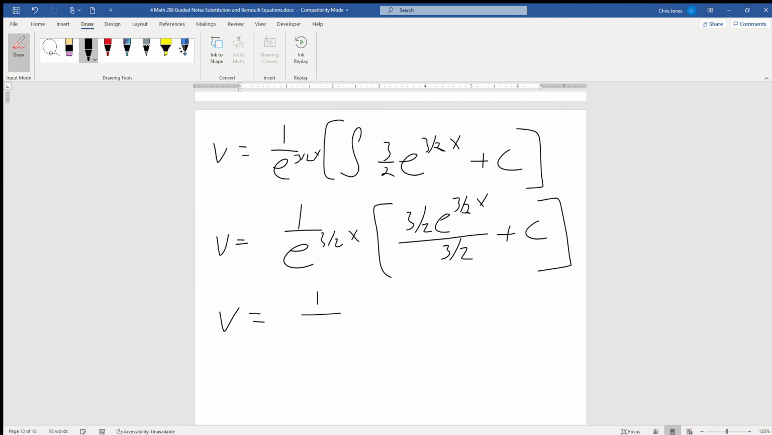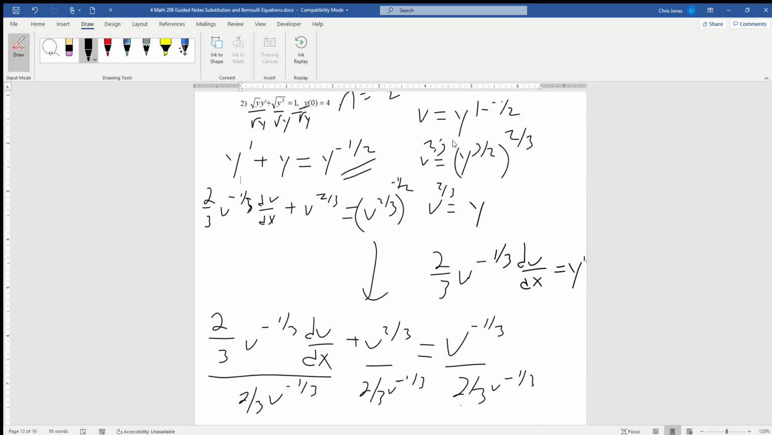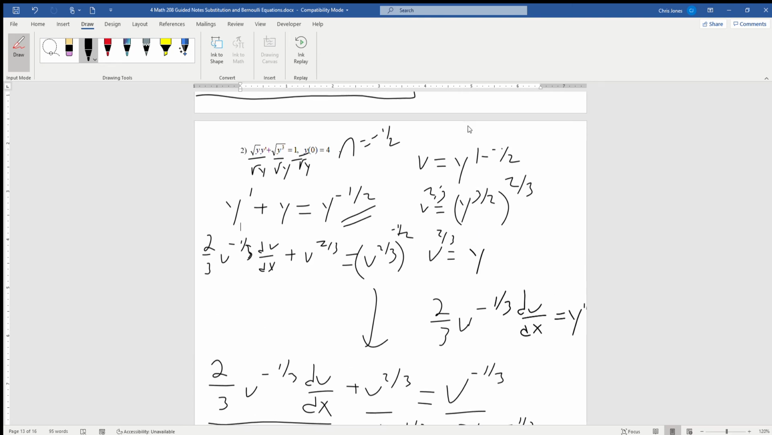And now we can see how easy and how nicely this works out. v is 1 over e to the 3/2 x. The 3/2s are going to cancel, so we have e to the 3/2 x plus c. We can distribute, we can also back substitute for v. Remember earlier, all the way back up here, v was y to the 3/2. Right? So v is y to the 3/2 power.